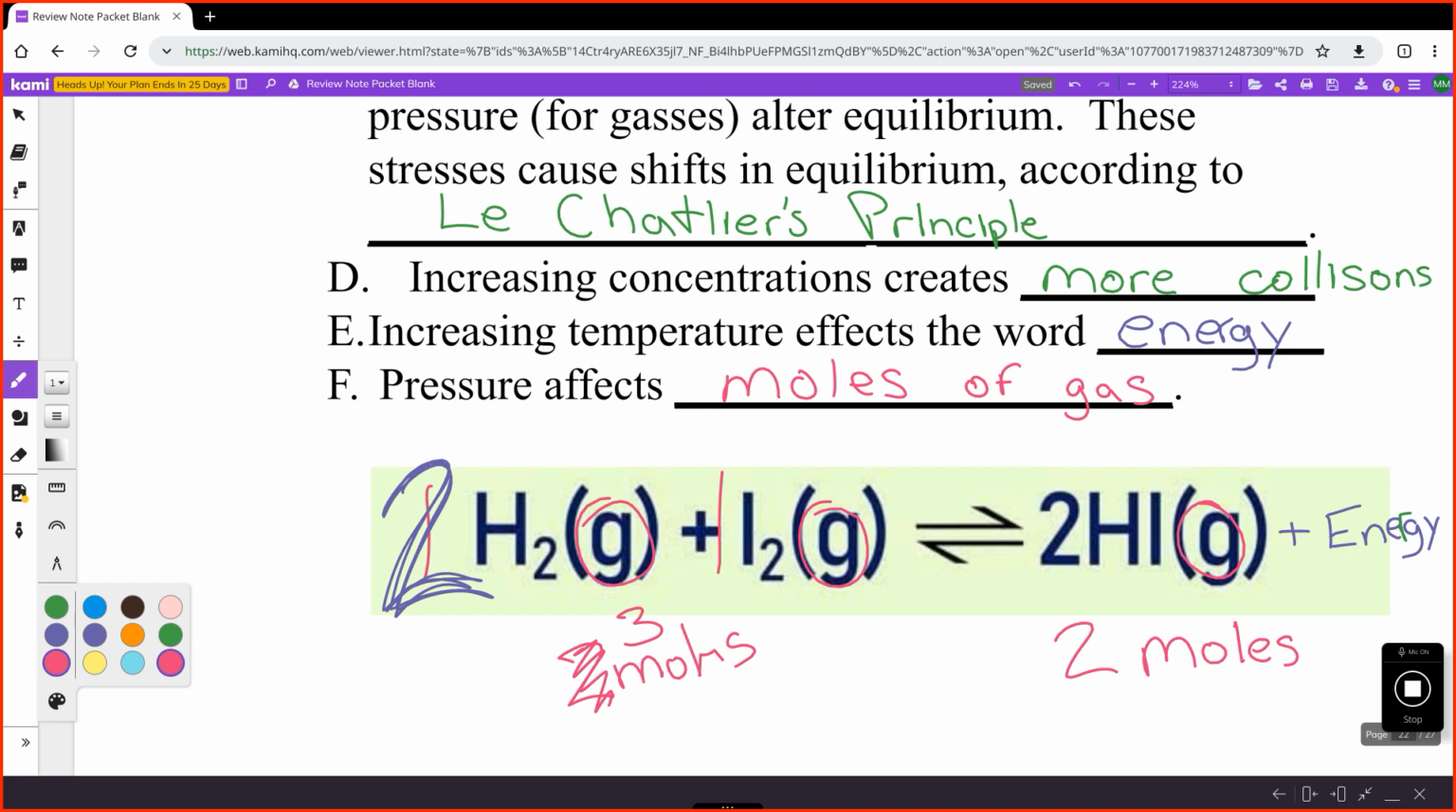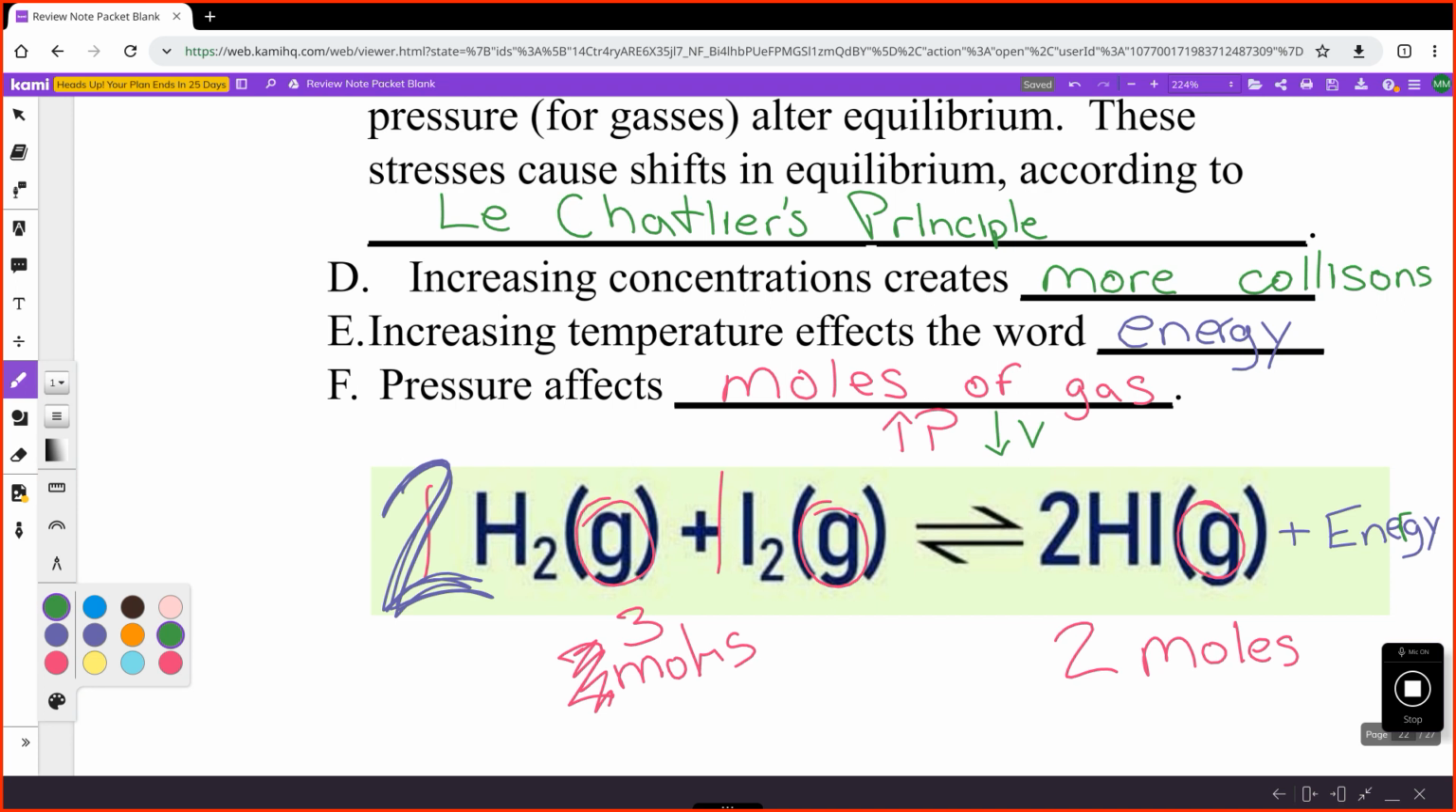All right, so now if there was a discrepancy in the moles of gas, pressure would affect this. And let's just say we increase the pressure, meaning we're pushing molecules together. Well, if we're pushing molecules together, we already know that more collisions would occur and more collisions would lead to an increased rate of reaction. But what happens is when you have more pressure, you have less volume. Everything gets squeezed together.